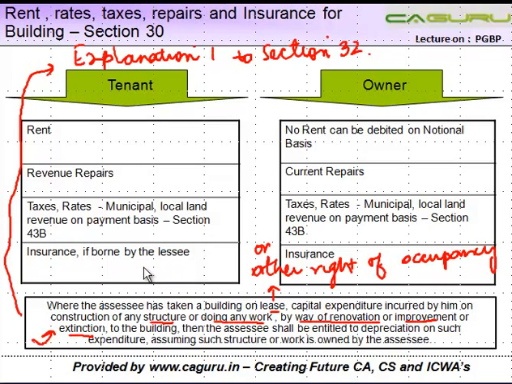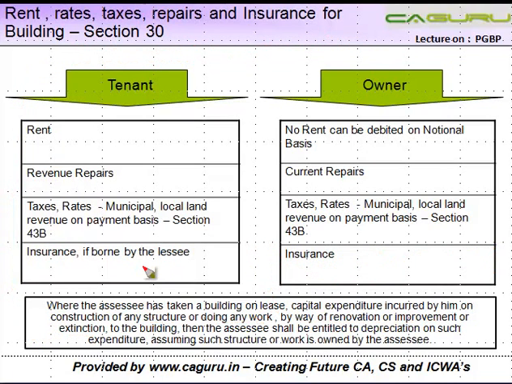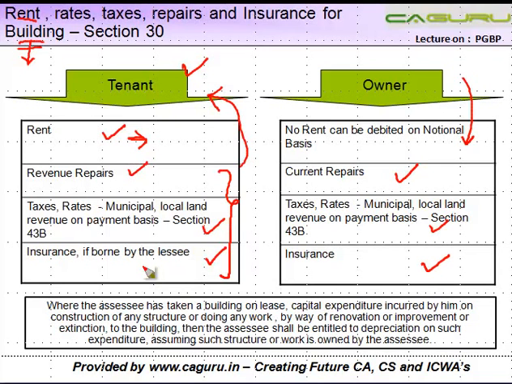Right? Now, just to recapitulate the entire thing, when you incur rent, rates, taxes, repairs, and insurance in respect of a building, please note it's only building which is covered under this section. As a tenant, you get a deduction for rent, for revenue repairs, for taxes, insurance. In these three cases, the burden should be lying with the tenant. He should not recover it from the owner. Insofar as the owner is concerned, he cannot debit any kind of a rent on a notional basis. He is allowed a deduction for current repairs, taxes, and insurance.